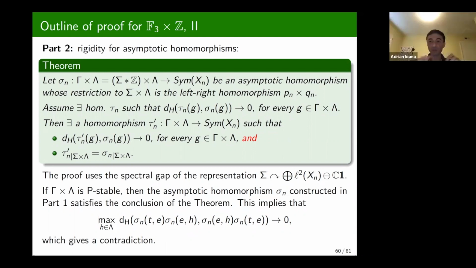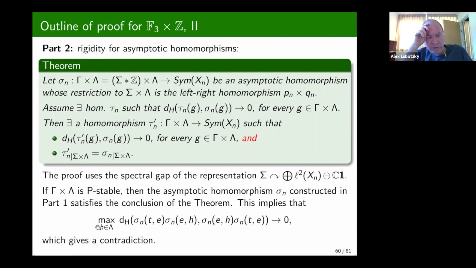So on the right side, I have equality. On the left side, I just have approximation, but at one element. And tau n prime is a homomorphism. So its values at the generator of the integers and lambda commute. So this will give you the uniformity in the estimate, because on the infinite set that you have here, on lambda, you actually have equality.